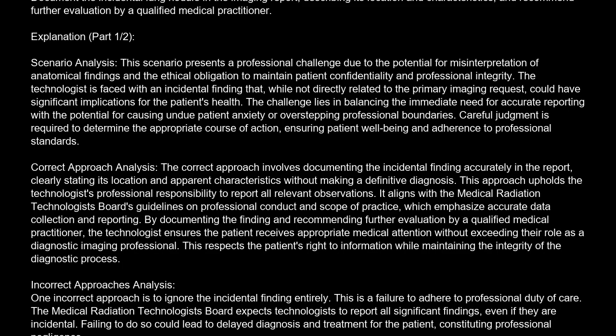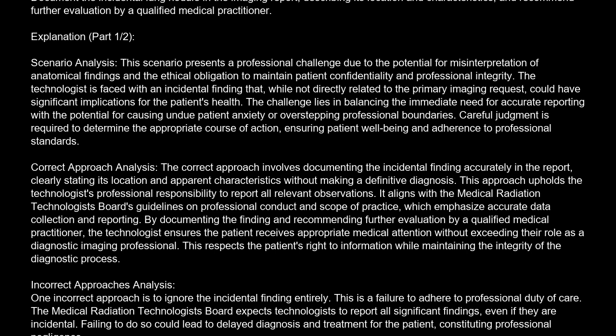The correct answer is A. Document the incidental lung nodule in the imaging report, describing its location and characteristics, and recommend further evaluation by a qualified medical practitioner. Explanation. Scenario analysis. This scenario presents a professional challenge due to the potential for misinterpretation of anatomical findings and the ethical obligation to maintain patient confidentiality and professional integrity.